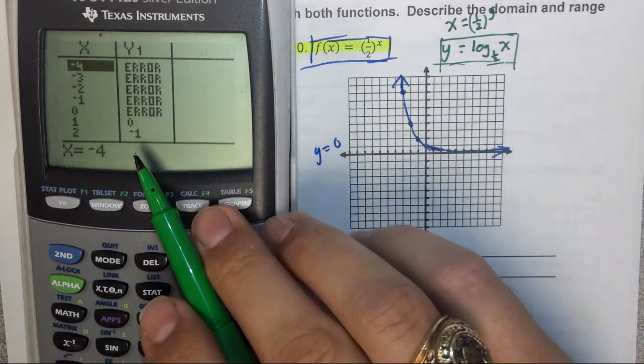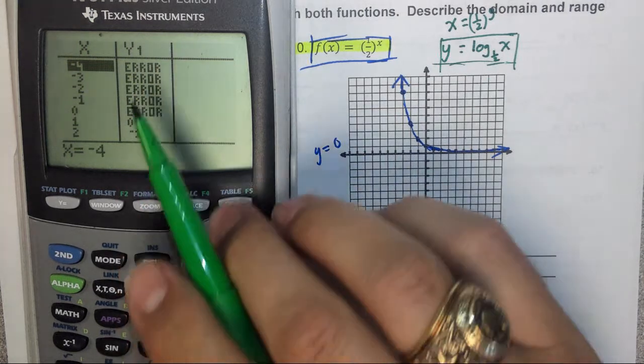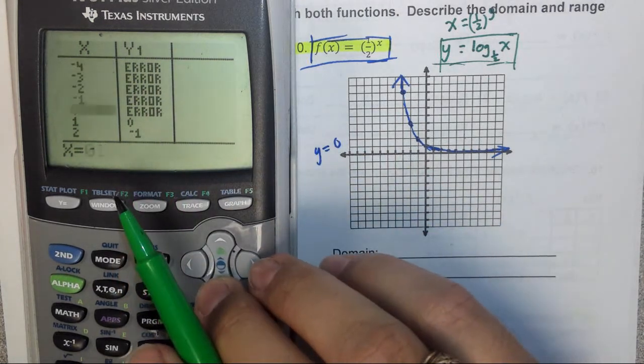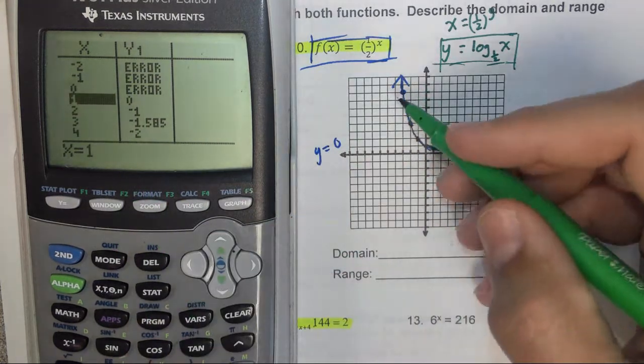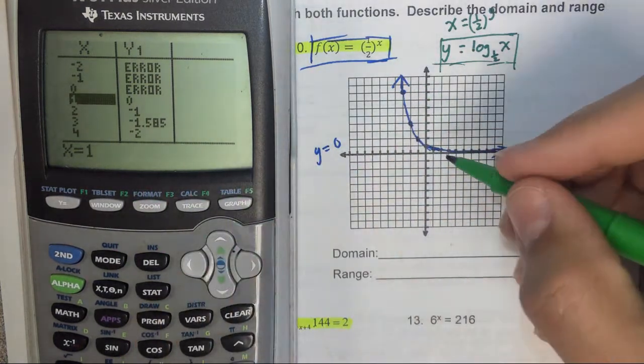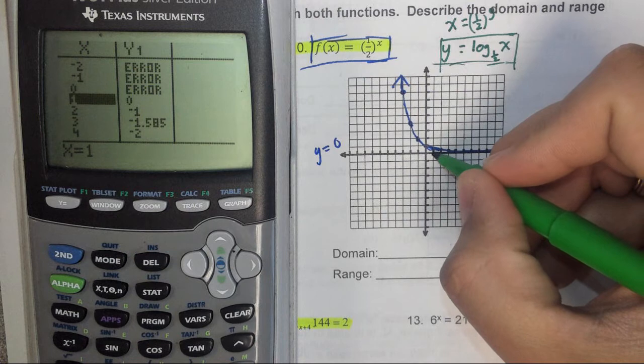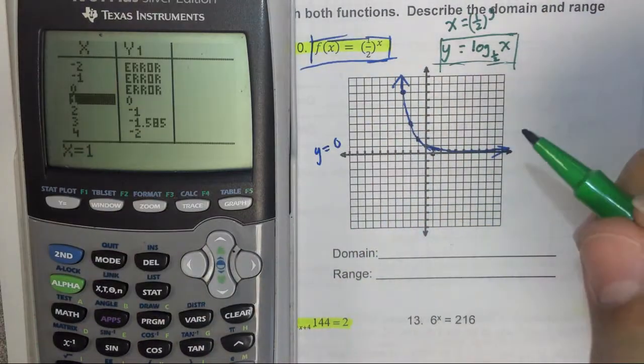Why do I see these errors over here? The graph does not go over here. That's why you get errors on the negative side. Probably means there's some sort of asymptote that it ends on. So our first point we can actually graph is 1, 0. That's that point right there.